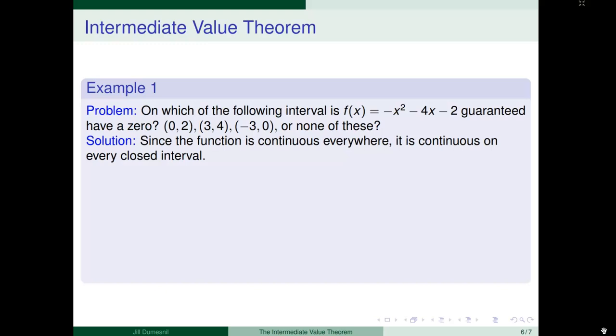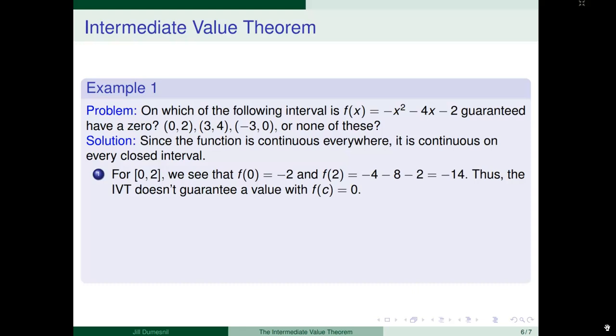Since the function is polynomial, it's continuous everywhere and therefore continuous on every closed interval. Using the Intermediate Value Theorem, we just need to see if the endpoints of the related closed intervals have function values with different signs. For the closed interval from 0 to 2, we see that f of 0 and f of 2 are both negative. Therefore, the Intermediate Value Theorem does not guarantee a value between 0 and 2 with f of c equals 0.